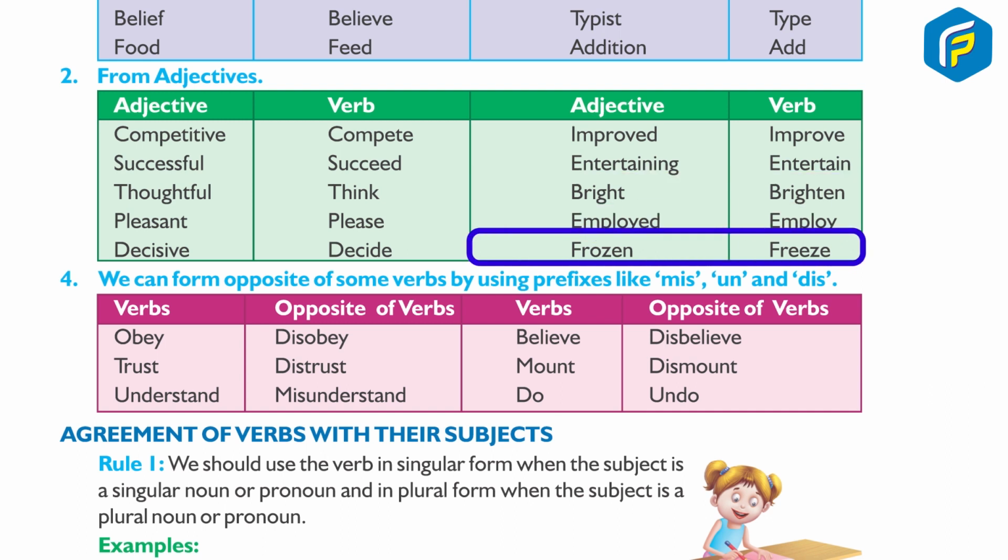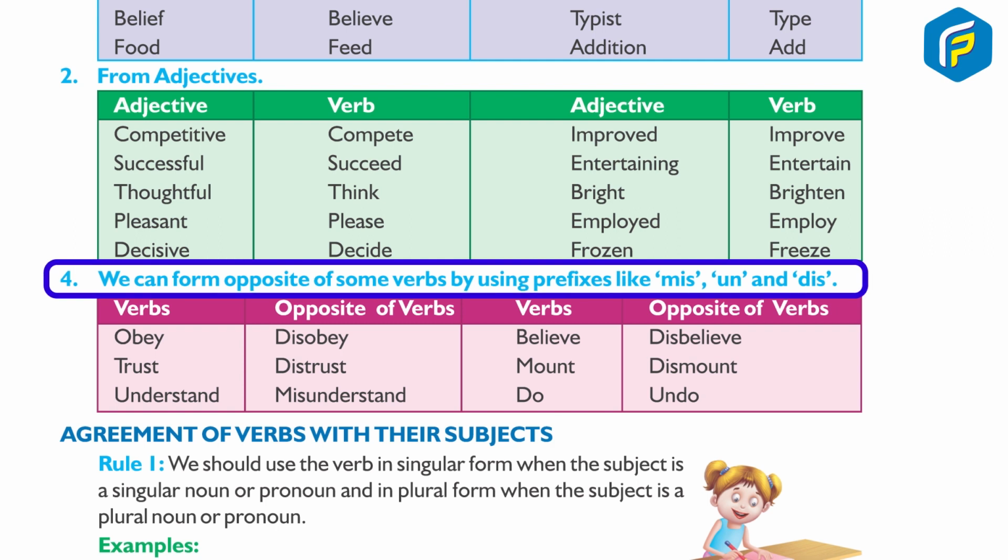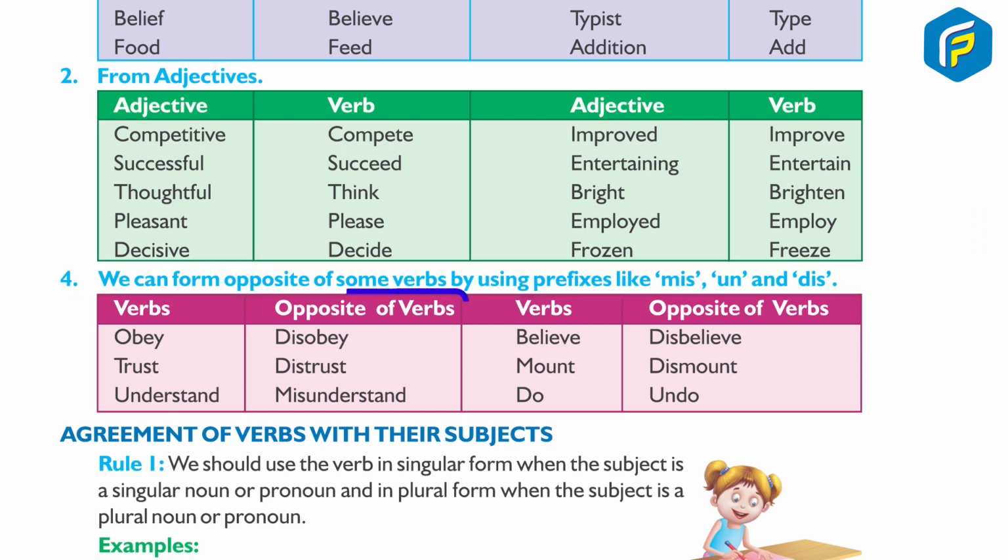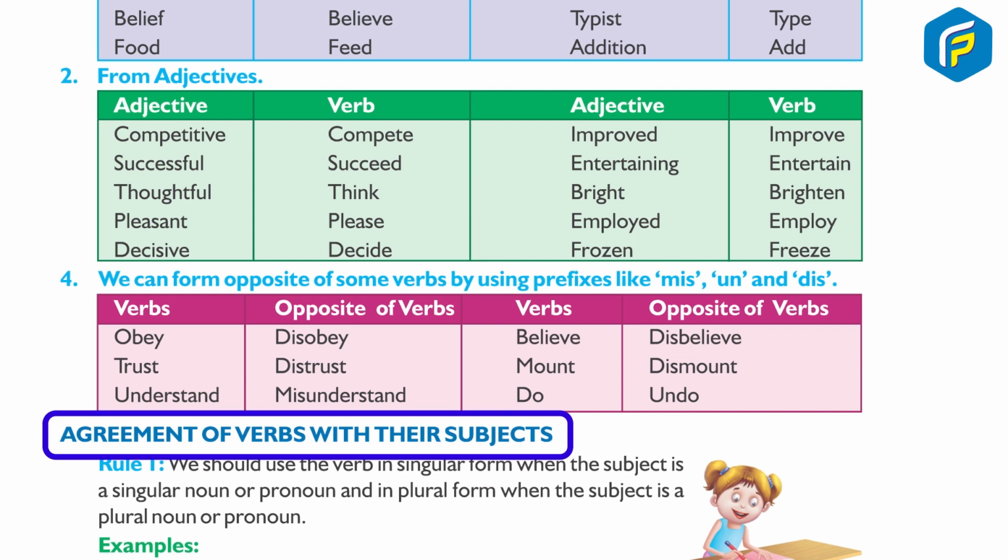Frozen, freeze. 3. We can form the opposite of some verbs by using prefixes like mis, un and dis. Verb, opposite of verb: obey, disobey; trust, distrust; understand, misunderstand; believe, disbelieve; mount, dismount; do, undo.